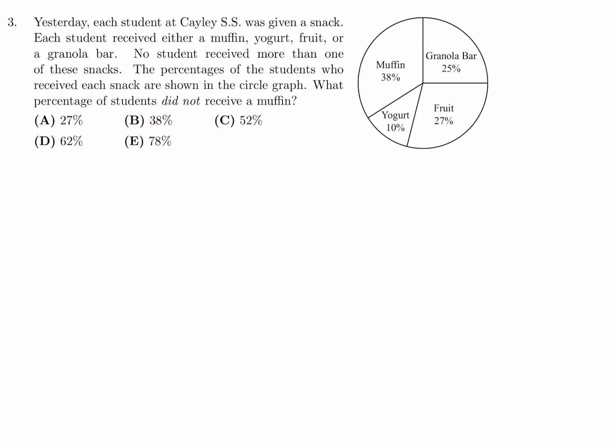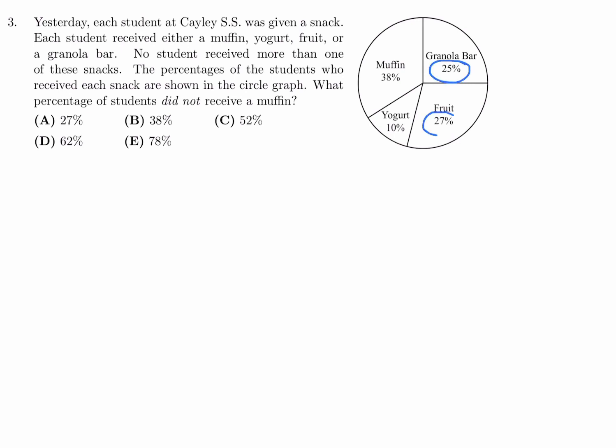Yesterday, each student at Cayley Secondary School was given a snack. Each student received either a muffin, yogurt, fruit, or a granola bar. No student received more than one of these snacks. The percentages of the students who received each snack are shown in the circle graph. What percentage of students did not receive a muffin?